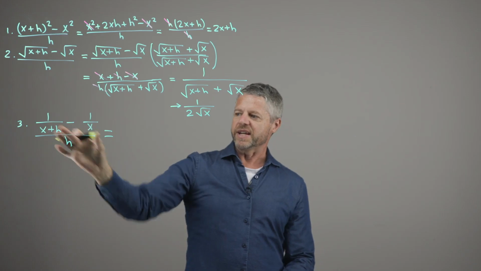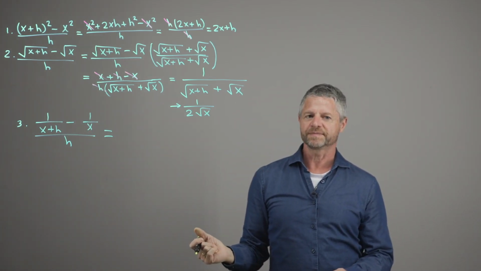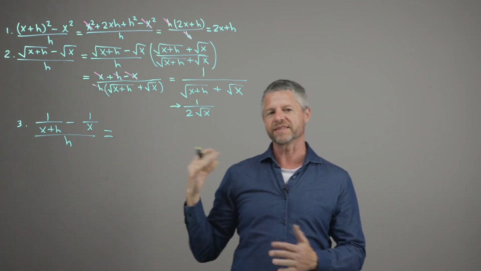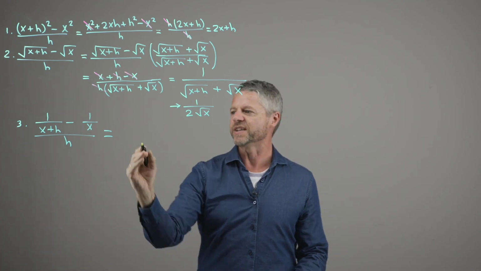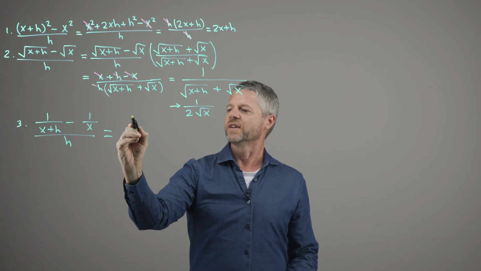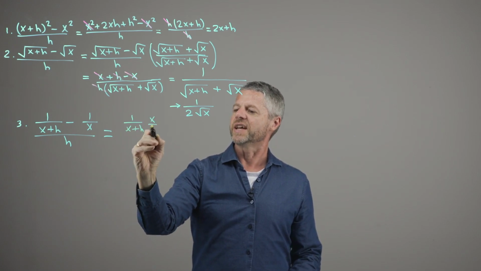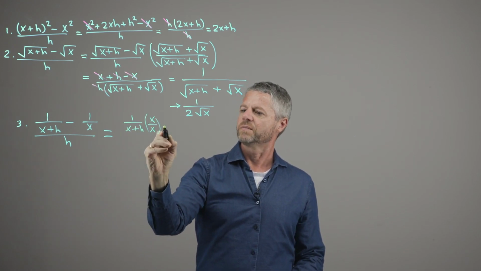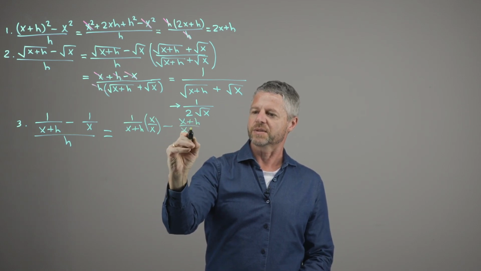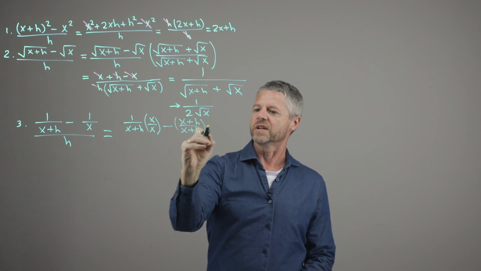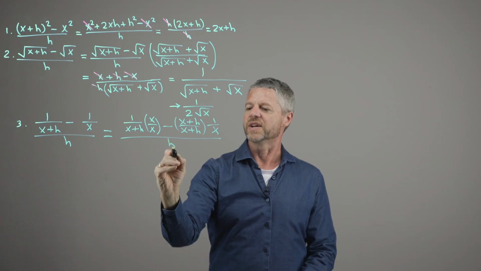Okay, so here in my numerator I've got two rational expressions and I'm subtracting them, so I need to think back to how to do that. How to do that is to use common denominators. So I'll have 1 over x plus h times x over x, minus x plus h over x plus h times 1 over x, and that whole thing is divided by h.